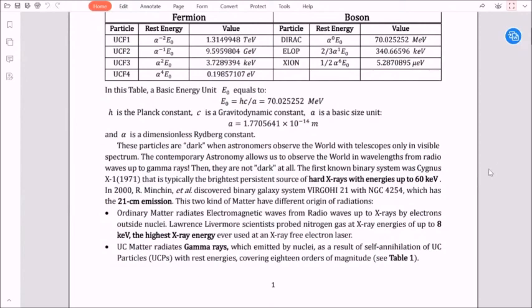Two kinds of matter have different origins of radiation. Ordinary matter radiates electromagnetic waves from radio waves up to X-rays by electrons outside nuclei. Lawrence Livermore scientists probed nitrogen gas at X-ray energies of up to 8 kiloelectron volts, the highest X-ray energy ever used at an X-ray free electron laser. UC matter radiates gamma rays, which are emitted by nuclei as a result of self-annihilation of UC particles with rest energies covering 18 orders of magnitude, from teraelectron volt to microelectron volt.